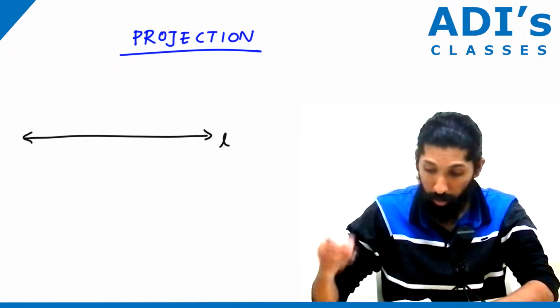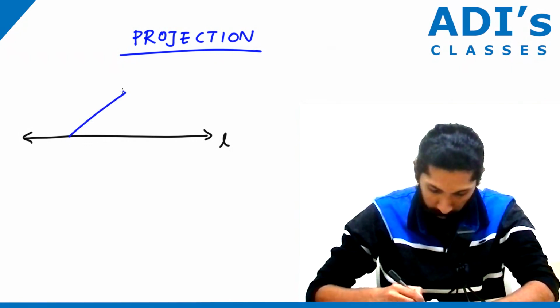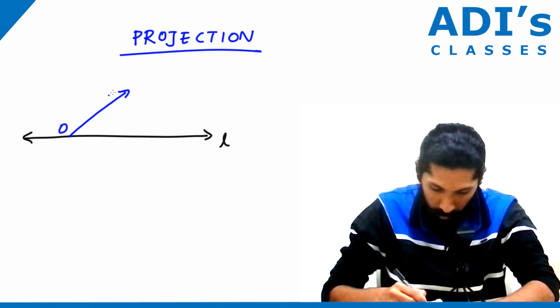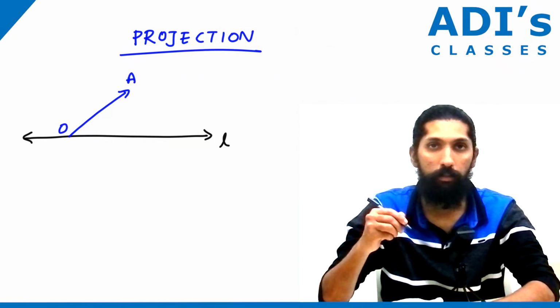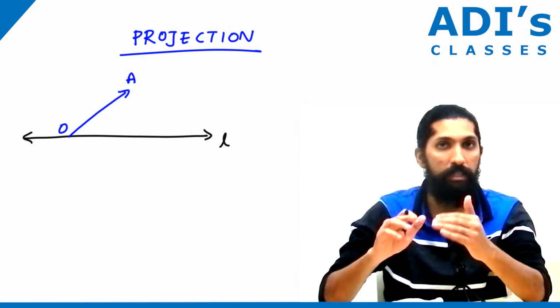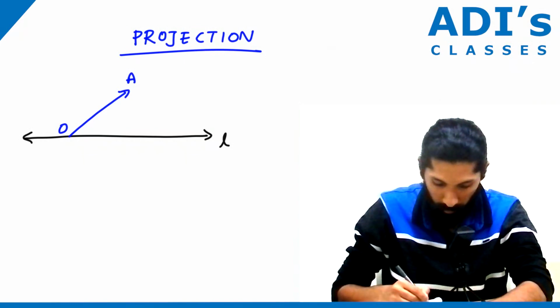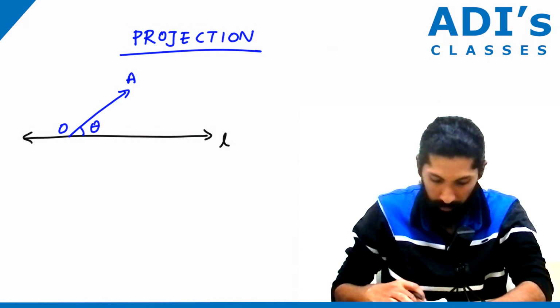On top of this particular line, let's say we have some vector like this. Say this is O, this is A. Now, we are looking at one vector which is at some angle with respect to the line L. Line L is the horizontal line, correct? Let's say this is angle theta.